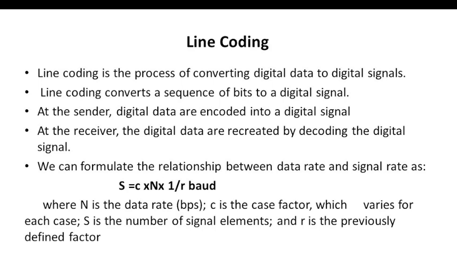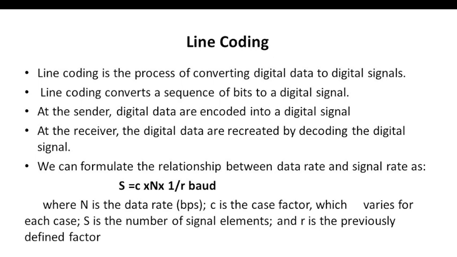We can formulate the relationship between the data rate and signal rate as S = c × N × 1/r baud, where N is the data rate, that is bits per second, c is the case factor which varies for each case, S is the number of signal elements, and r is the previously defined factor.